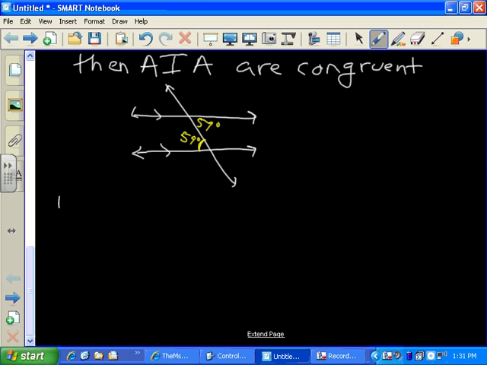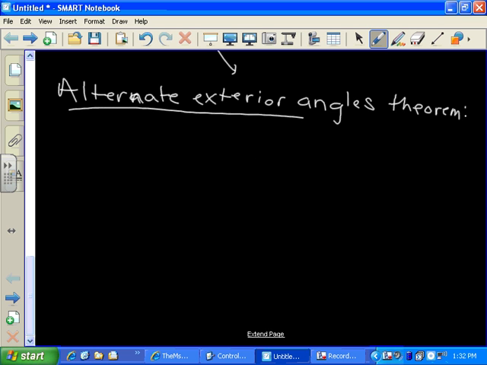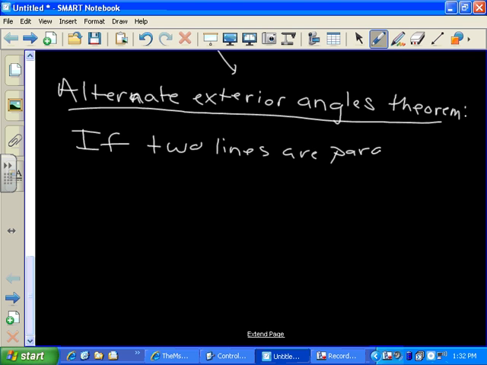Guess what? I bet we also have an alternate exterior angles theorem. And guess what? It's exactly the same. If two lines are parallel, then alternate exterior angles are congruent.